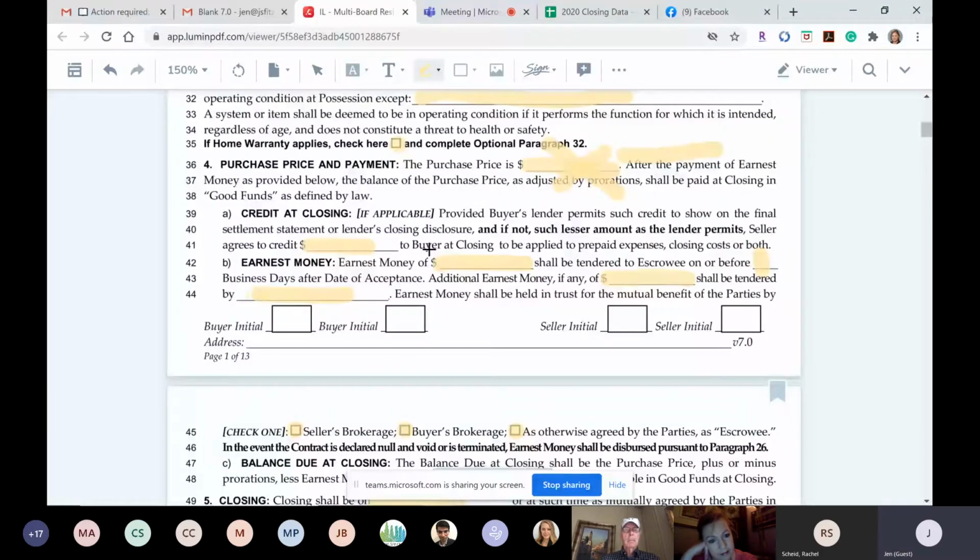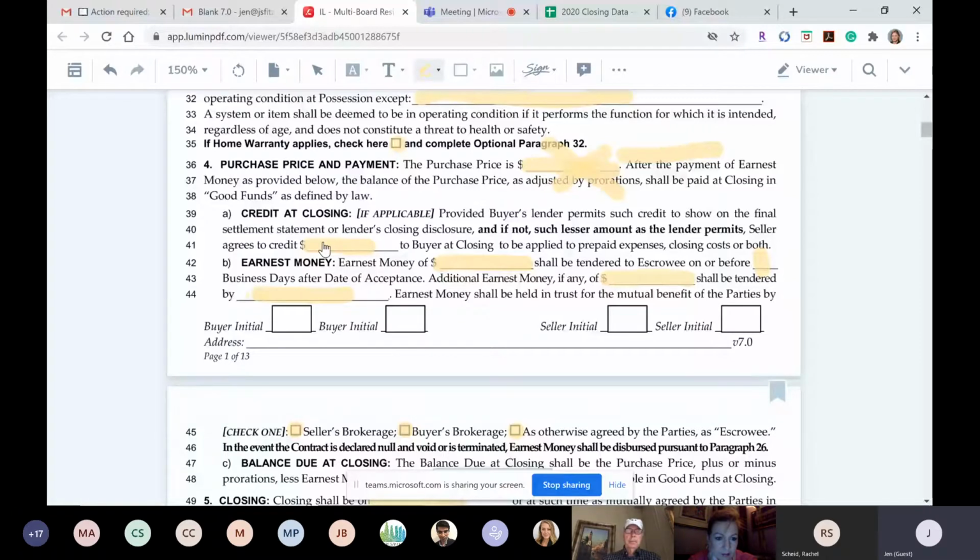So credit at closing, this just means that you're asking the seller to give the buyer a credit, not for any repairs, just because your buyer needs a little bit of cash. Maybe they know from their lender that they can afford to buy something. Let's use our number as $350,000. They can afford that. They're only going to put 5% down. So they know how much cash they have to come out with, and they know that they're going to be a little bit cash poor. So they can ask the seller to give them a credit here.